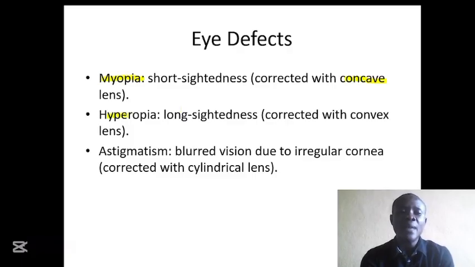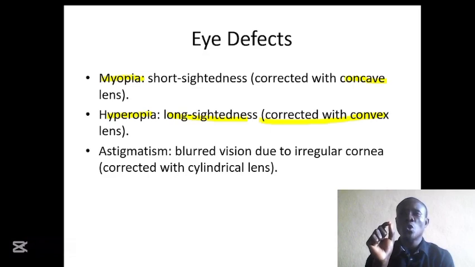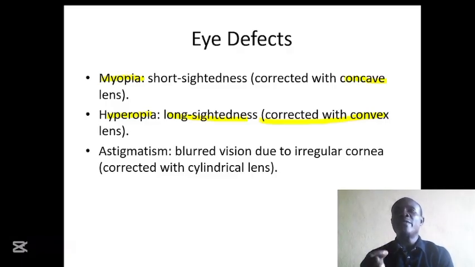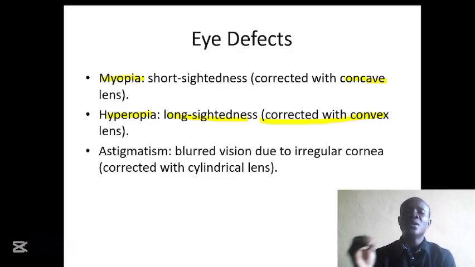And we have hyperopia, which is also referred to as long-sightedness. It is corrected by using what we call a convex lens. Hyperopia is the opposite of myopia. Hyperopia is caused by the eyeball being too short or the lens being too flat. In this case, the image is formed behind the retina. So when you use the convex lens, this lens will help to bring the image back onto the retina.